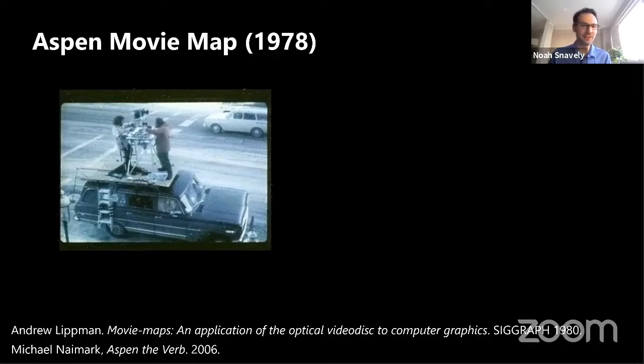And so what they did is they got a car, they put a camera on top of it, and they drove through Aspen, Colorado, filming it. They saved that to an optical video disc.